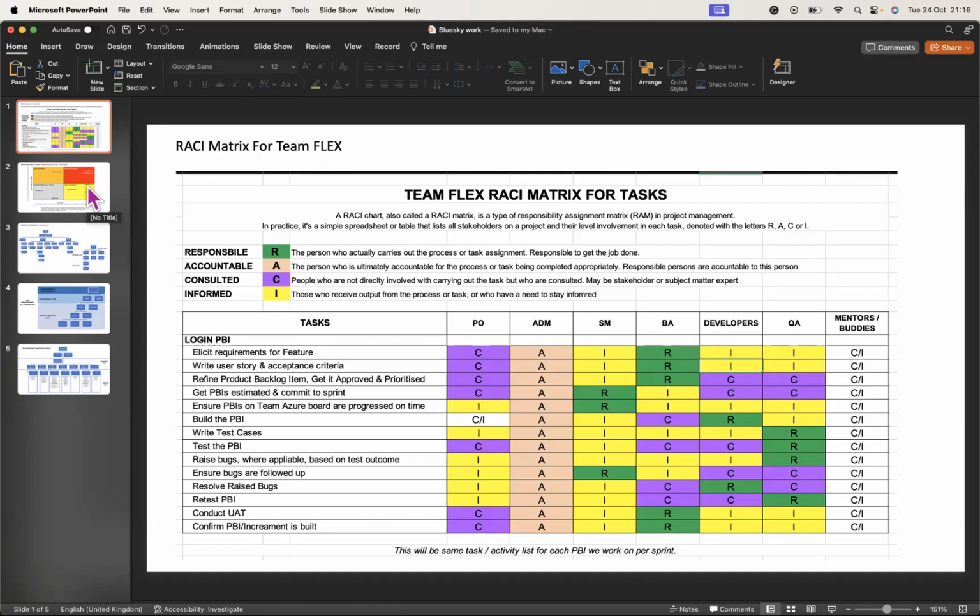Now, when you talk of eliciting requirements for a feature, and you said your product owner should be consulted, what does that mean? So what you are saying is your product owner is not directly involved with carrying out the task. Well, we wrote it out, but the BA elicits the requirements, but they have to consult the product owner because that's where they're going to get the information from. But it's wrong to say that the person is not directly involved.